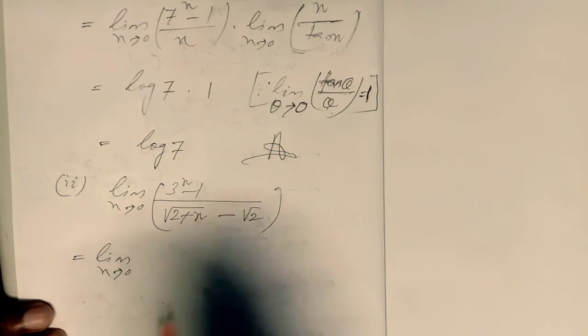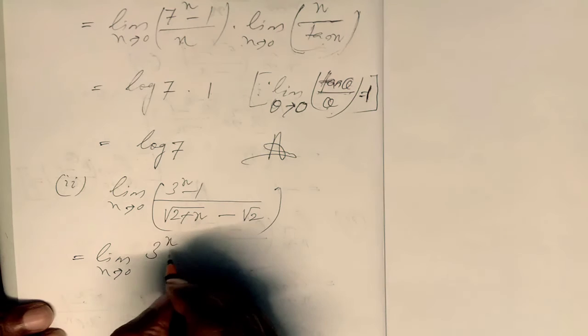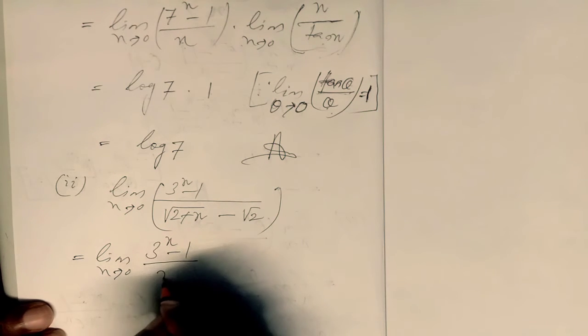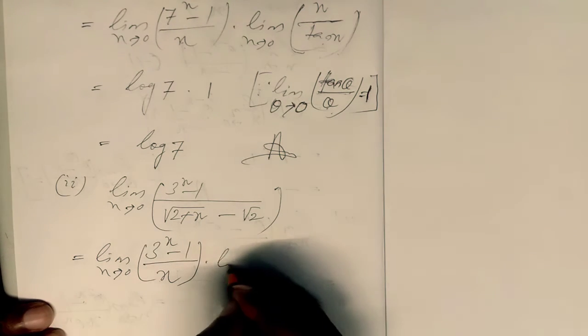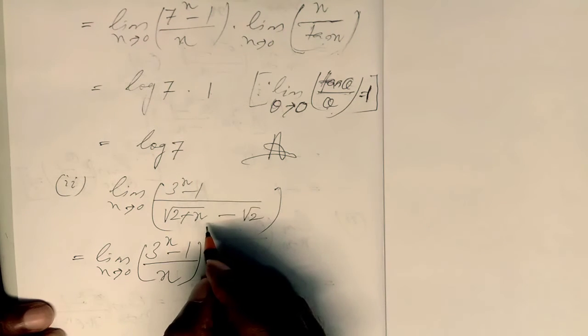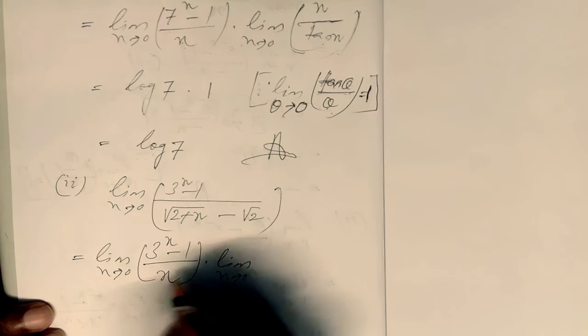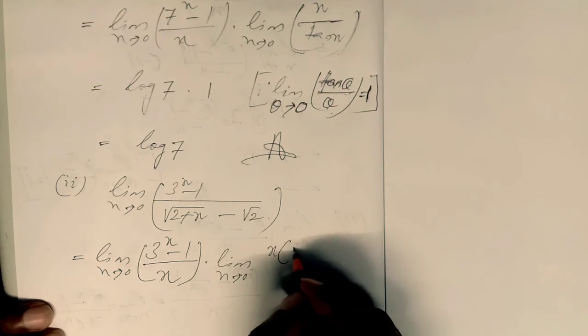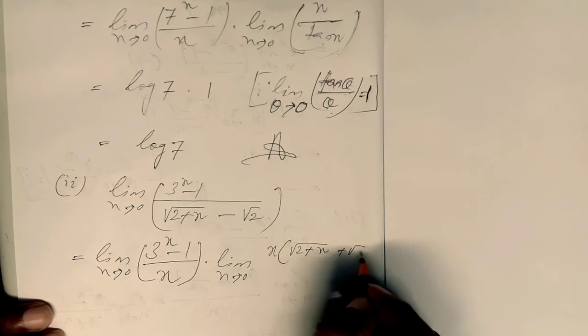Limit x tends to 0. Do one thing here: 3 to the power x minus 1, you need to divide by x, then the answer will come log 3. I have divided here, so we can write limit x tends to 0, 1 by this is left and x by this. Because I divided by x, you have to write x here. Then you rationalize: root over 2 plus x plus root 2.